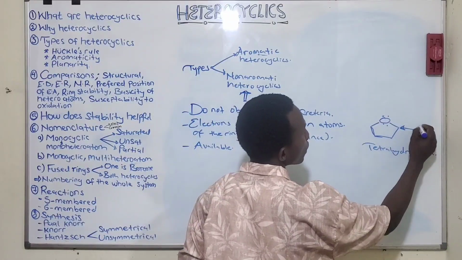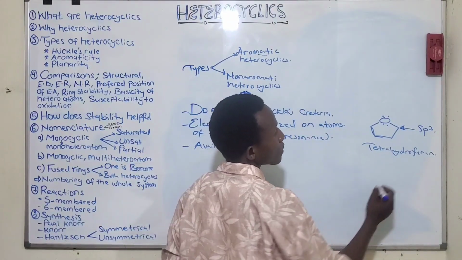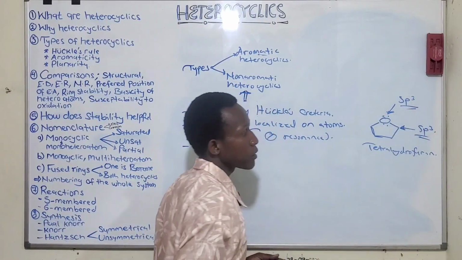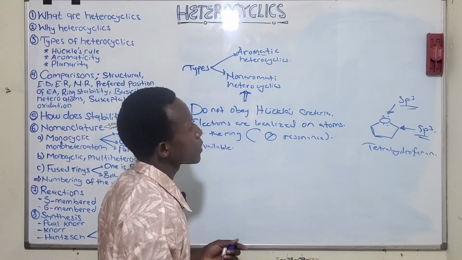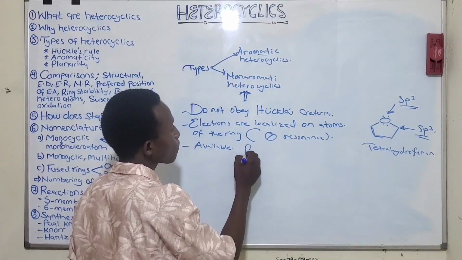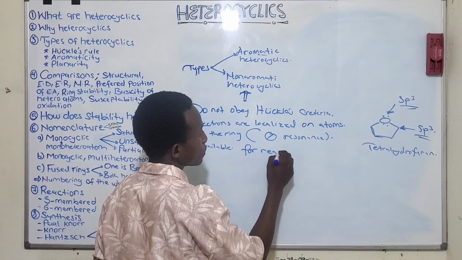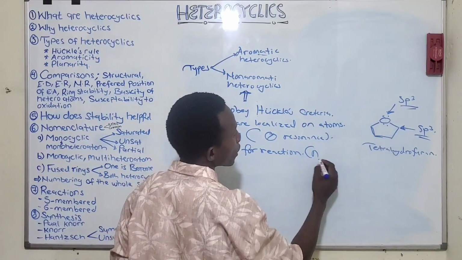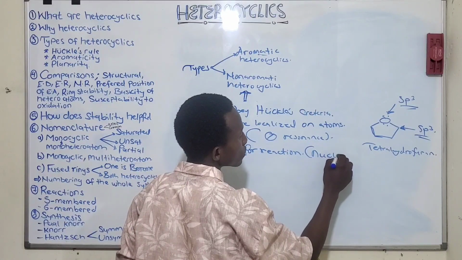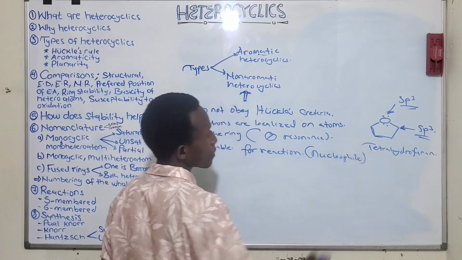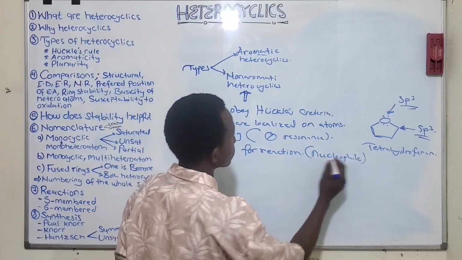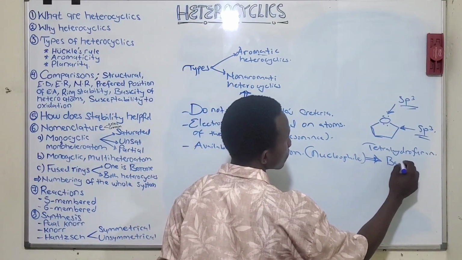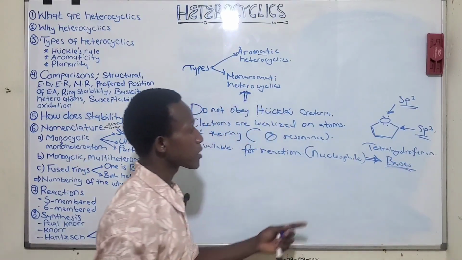These carbon atoms are sp3 hybridized. Also, oxygen is sp3 hybridized. So we have no resonance, meaning that these lone pairs are available for reaction. They are available for reactivity, or this heteroatom is a nucleophile. It means that they are available as bases. They can act as bases.